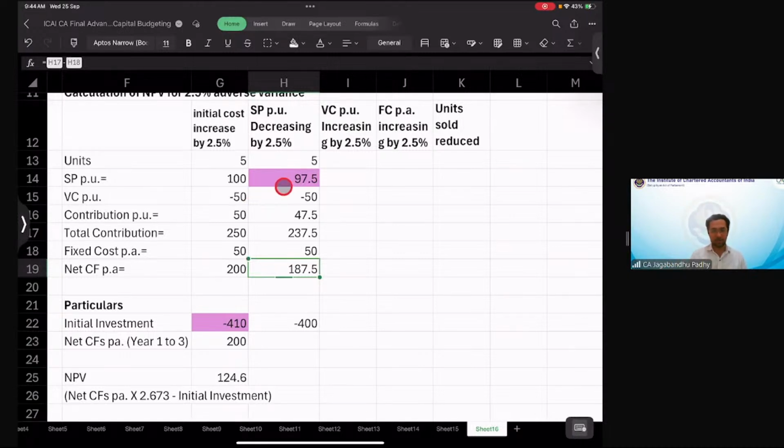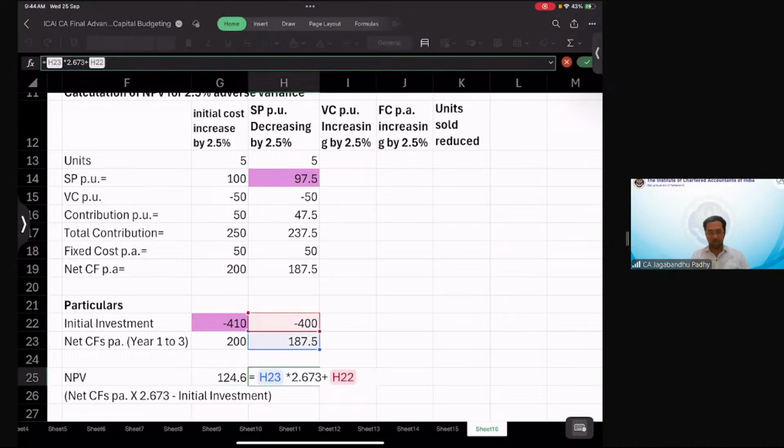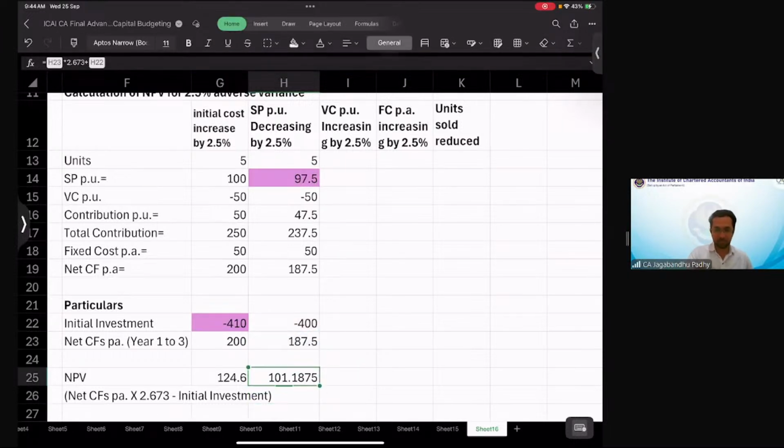So by changing the sale price per unit, our net cash flow per annum is getting reduced to 187.5. And when I want to get the NPV, I can simply do the same calculation, which is the net cash flow per annum into the PV factor, minus the initial investment. So we observe a further reduction in the NPV, right?